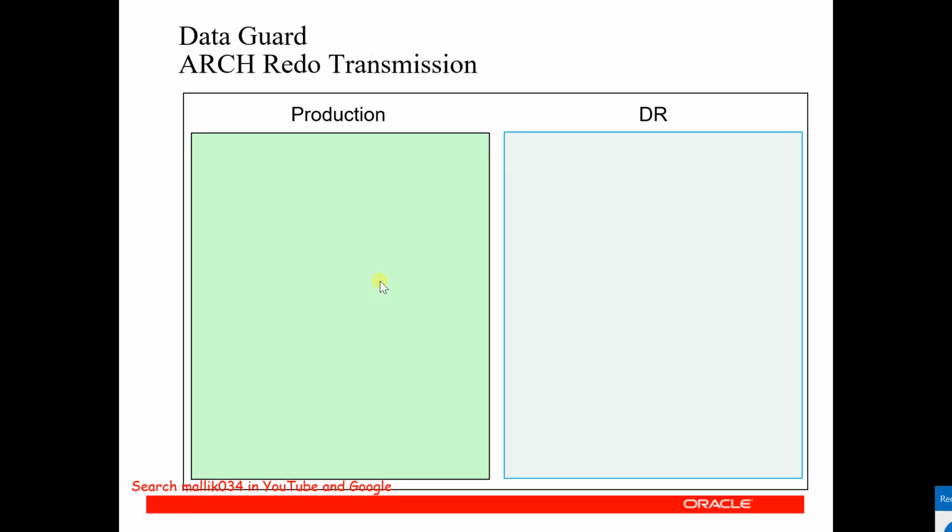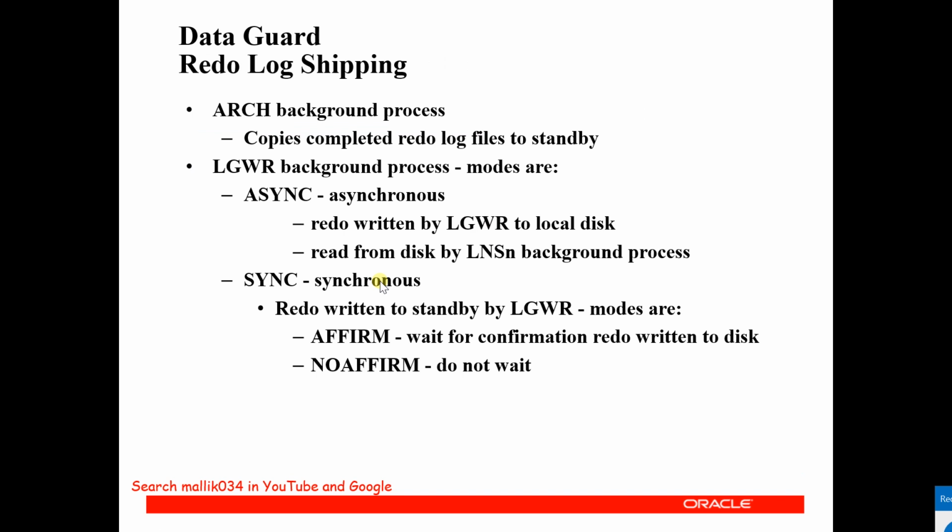Okay, redo apply, and then Data Guard. Redo log shipping: how does it happen? There are two kinds of redo log shipping. Either you can transport your archive logs from production to standby, or the log writer can directly ship your redo logs from production to standby.